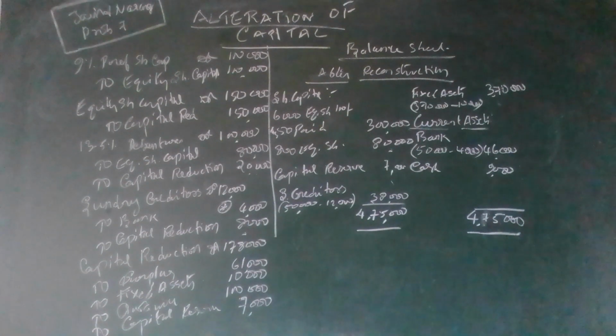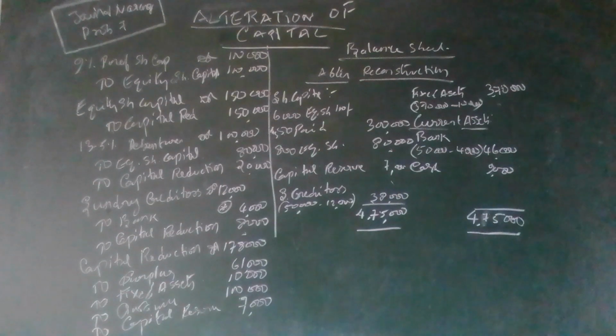Then another one: based on the capital reduction account, we also have to write off certain items, normally fictitious assets. So first, in the first adjustment entry, we are passing 9% preference shares. Totally we are given preference capital of 1 lakh, 100 rupees each. That 1 lakh is converted into equity shares, right? The same value, 1 lakh rupees.